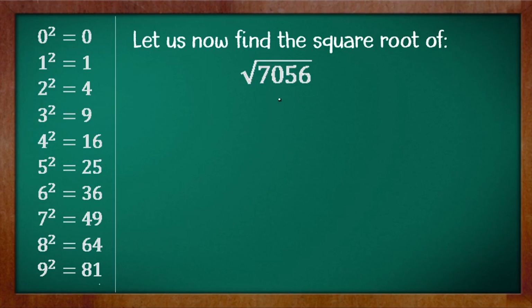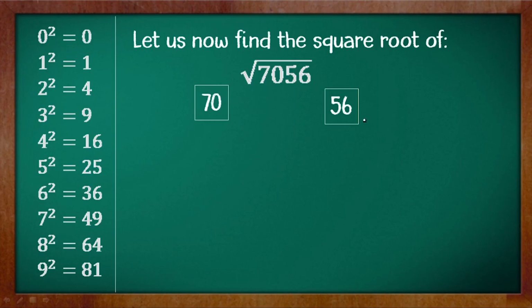Suppose we are to find the square root of 7056. In the first step, we will make groups of 2 digits from the back. So here we will make a group of 2 digits, that is 56, and the other one is 70. So we will make a pair of numbers, 56 and 70, and we'll start from the back.